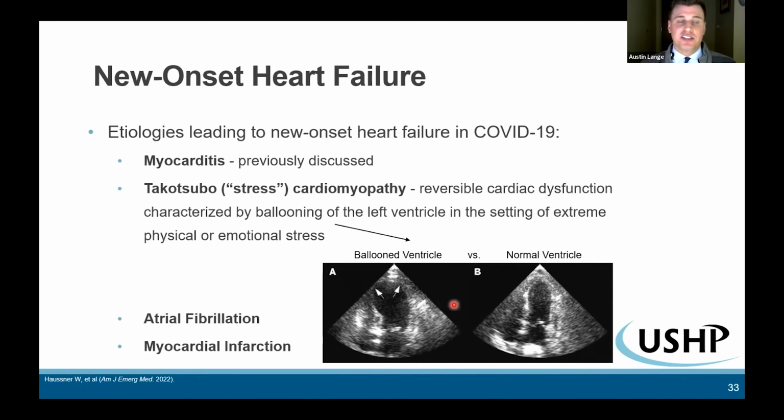So the patient can have these longer-type symptoms, and in general, there's a higher mortality associated with Takotsubo cardiomyopathy in patients with COVID-19 versus those that don't have it. And then typical other etiologies that patients might have with COVID-19 would be atrial fibrillation and myocardial infarction, which we'll talk about a little later on.